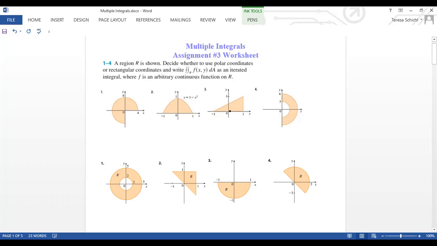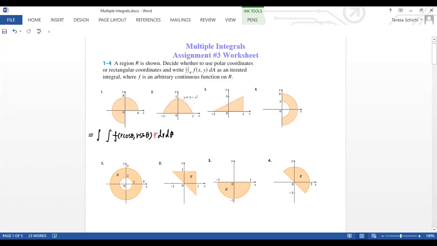For example, let's take a look at problem number 1. This one is like 3/4 of a circle, so I think I can use polar coordinates. We have an f function of x and y. I know x is r cosine theta, and y is r sine theta. And don't forget, we need the Jacobian here. Then we write dr d theta.